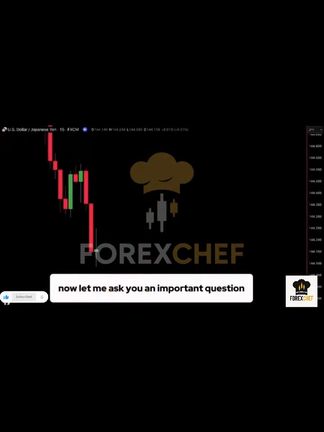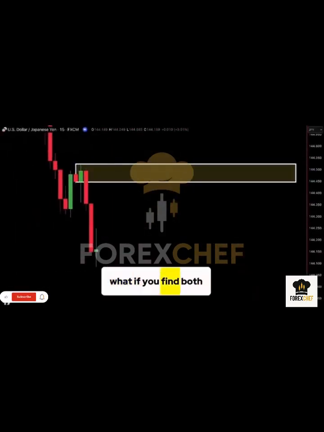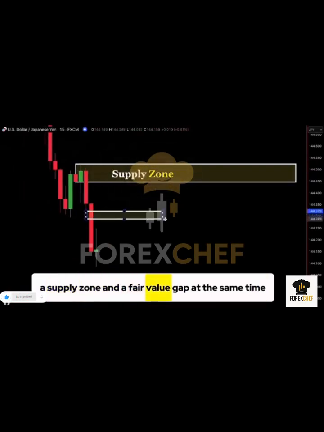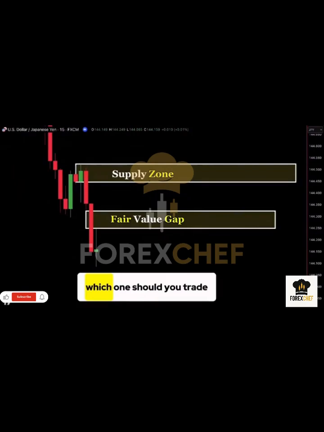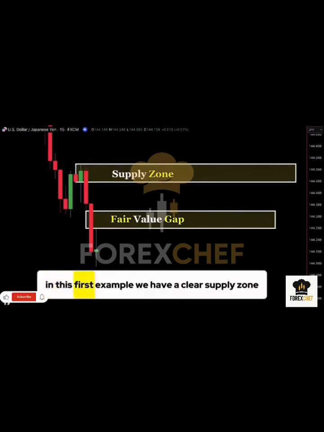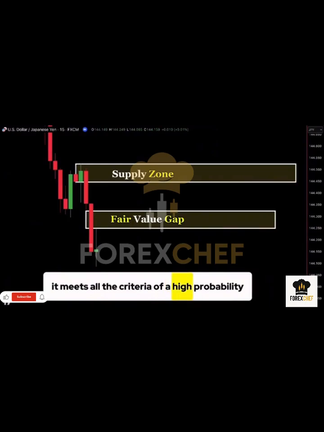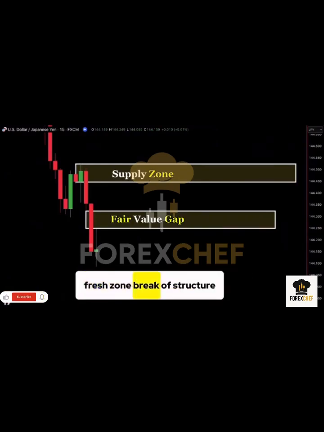Now let me ask you an important question. What if you find both a supply zone and a fair value gap at the same time? Which one should you trade? Let's break it down with examples. In this first example, we have a clear supply zone. It meets all the criteria of a high probability liquidity zone. Strong candle momentum, fresh zone, break of structure.